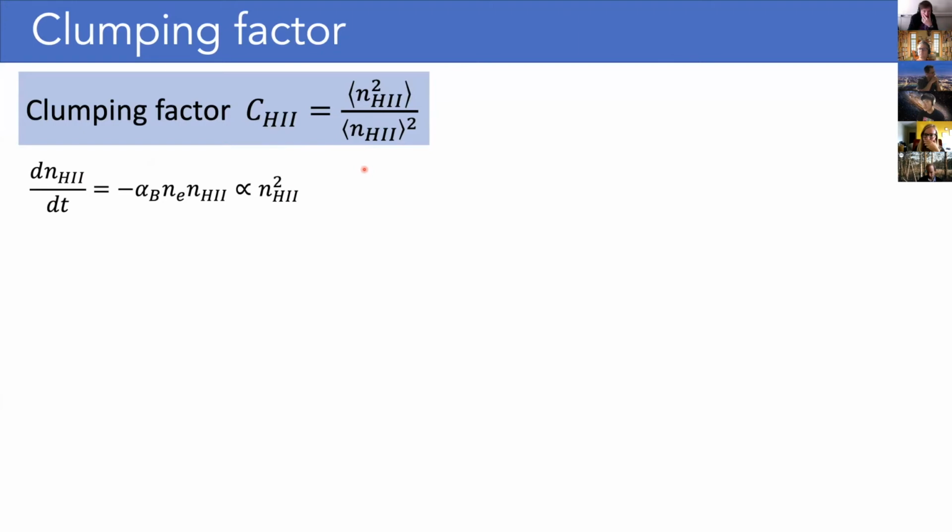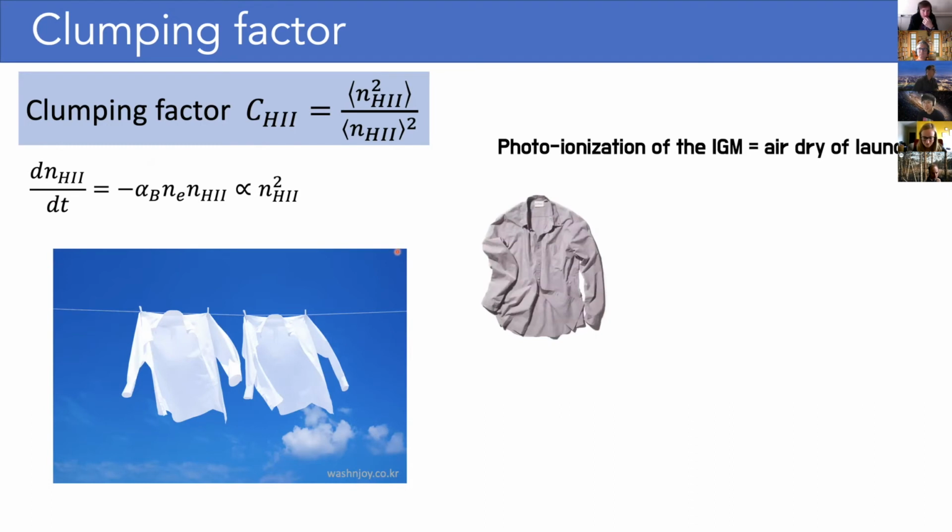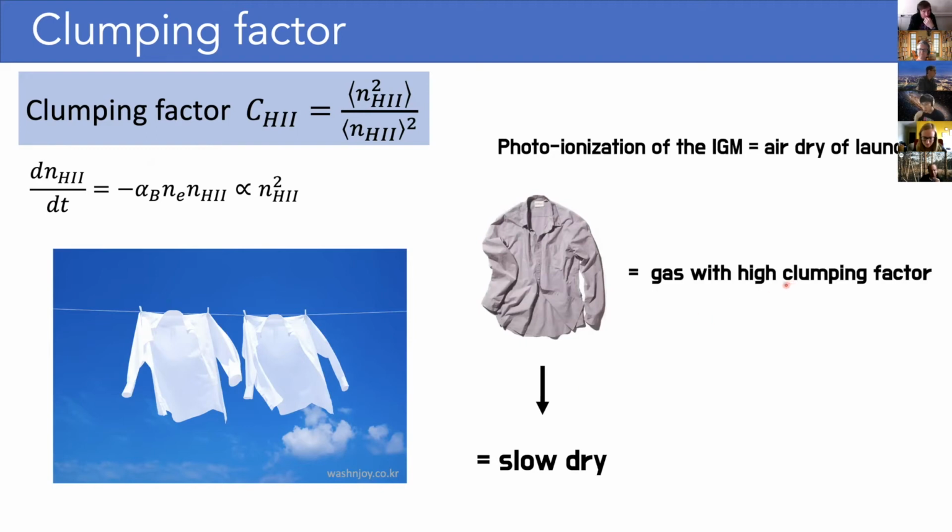One can easily understand the concept of clumping factor by an analogy. When you want to air dry your clothes, it is better to stretch your clothes for faster drying. And the photoionization of the IGM is like air drying of laundry. When you have clumped clothes with many wrinkles without stretching them, it results in slow drying. The clumped clothes are like gas with a high clumping factor, leading to slow photoionization. Although the fundamental physics behind this process is a little bit different, this analogy is useful for remembering how the clumping factor works.